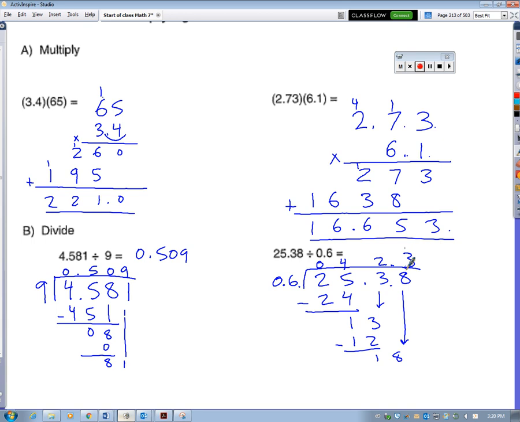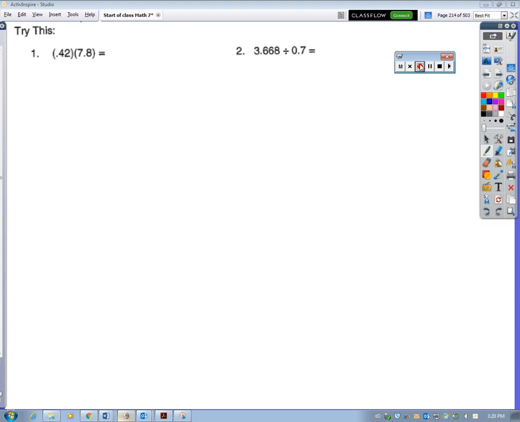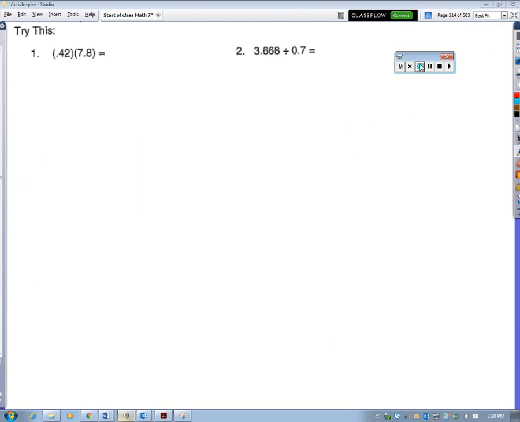All right, we'll move on to the try this problems. We've got two try this multiplication problems. Go ahead and pause the video and work through. When you're ready to check your answer, hit play again and we'll work through and check it out.